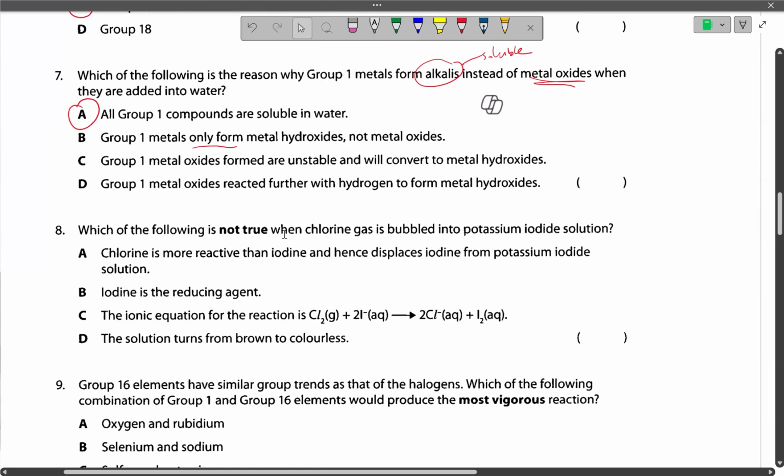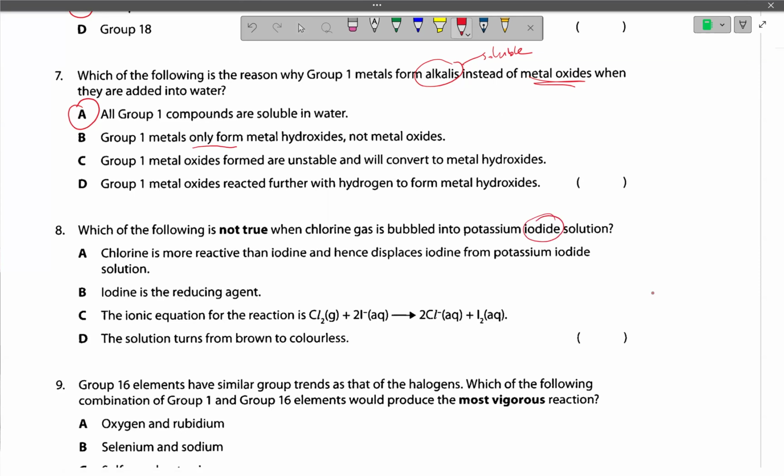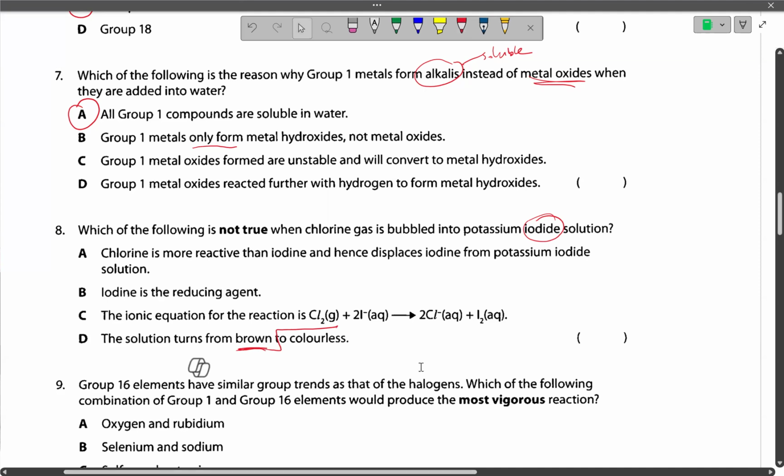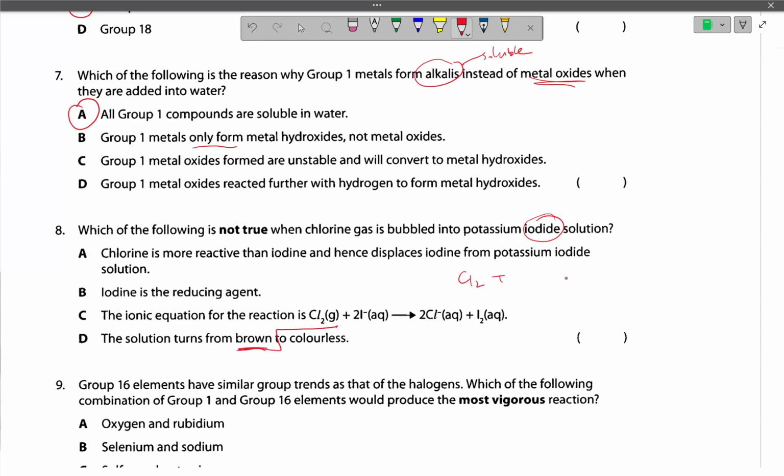Which of the following is not true about chlorine gas when bubbled into potassium iodide? The true part is that they undergo a displacement reaction. Aqueous iodine will form, and aqueous iodine is definitely brown in color, so the solution turns from colorless to brown. The chlorine will displace iodine. The equation is Cl2 + 2KI forms 2KCl + I2.